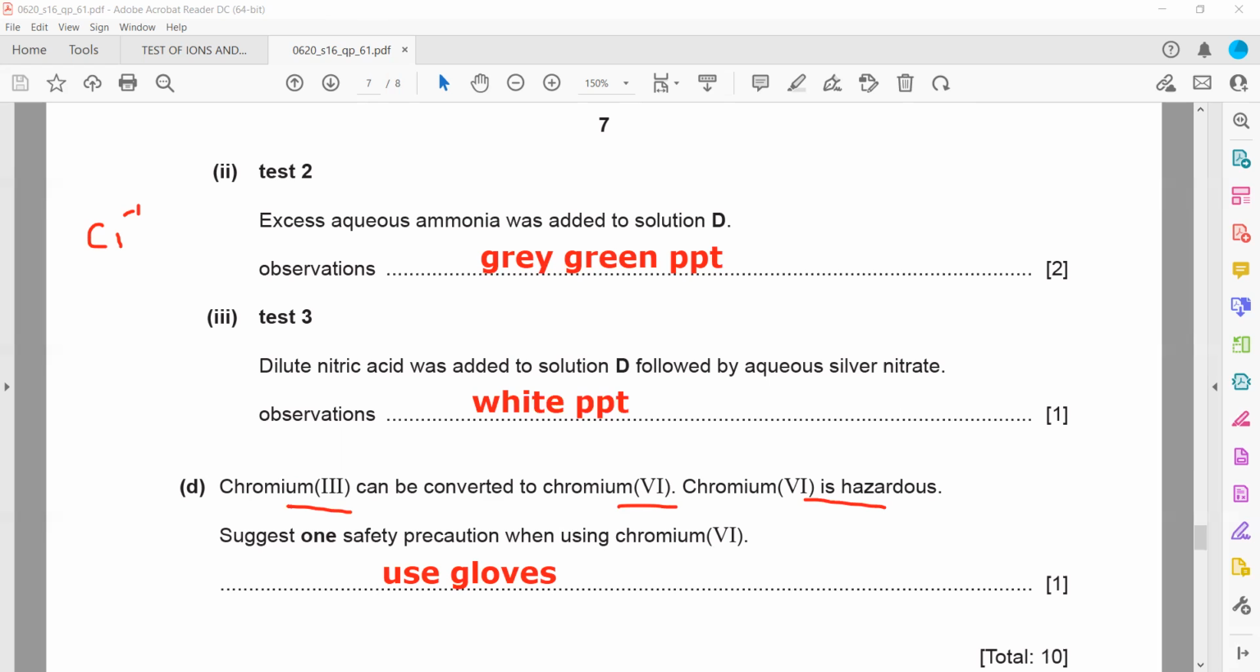Is it clear, this one from summer 16 paper? Yes, sir, clear.